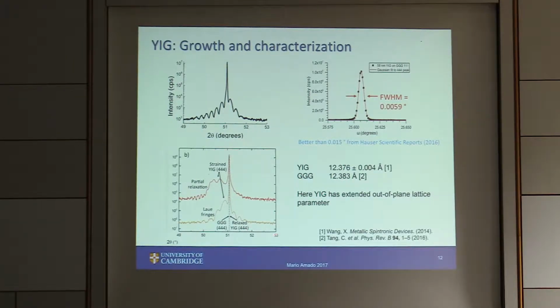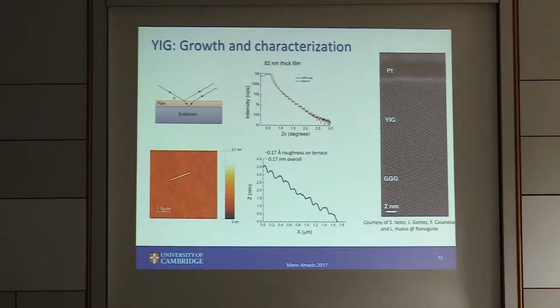The problem of the substrate that we use, which is the commonly established substrate for YIG, is that the lattice parameter is slightly different, and it can give you an elongation of the z-axis out of plane, giving you a tetragonal more than cubic phase. Then our YIG is as smooth as we can produce.